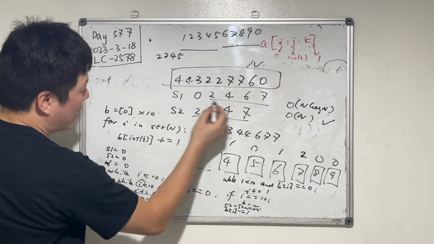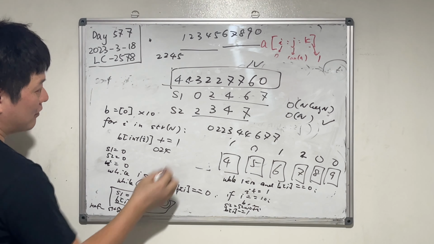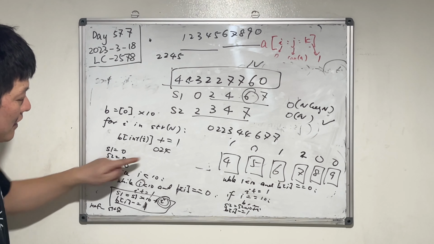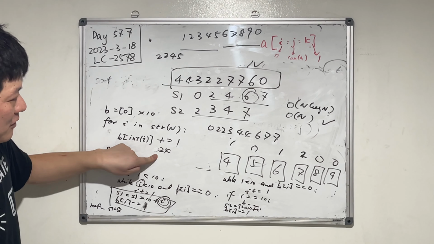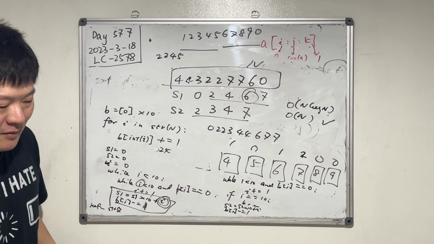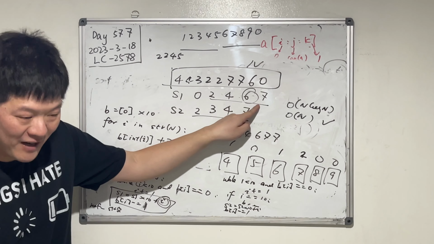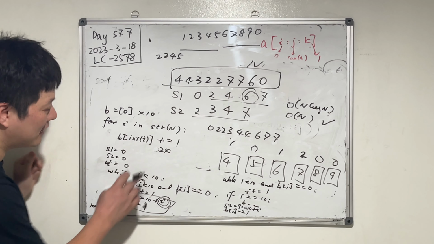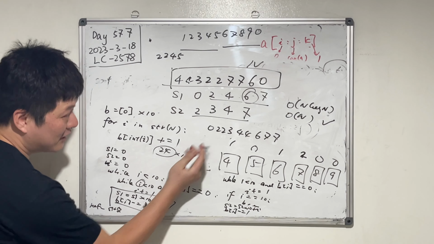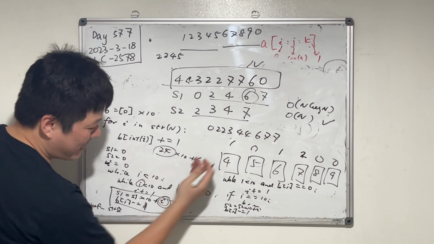For example, the s1 is 2, 4, right? So if I take the digit 6, what does the s1 become? Now s1 is 24. So if I take one more digit and put it on the right, what does the s1 become? 246, right? So how do we get 246 from 24? 24 times 10 and put the 6 on the right.